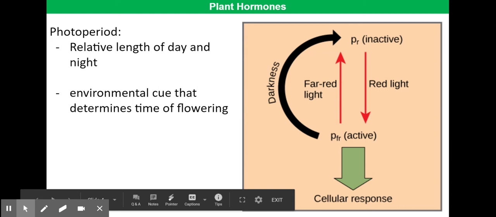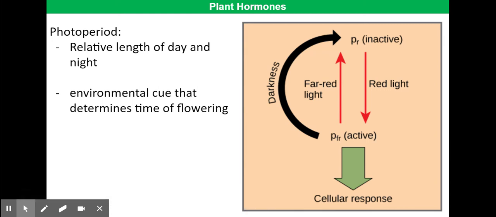A key term that you need to be able to define is photoperiod. The photoperiod is the relative length of day and night, and it's the environmental cue that determines the time of flowering. In longer winter nights, there's more time for phytochrome far red to be converted back into phytochrome red. As a result, by sunrise, all of the phytochrome will be in the phytochrome red form.